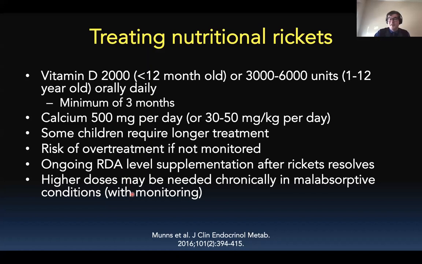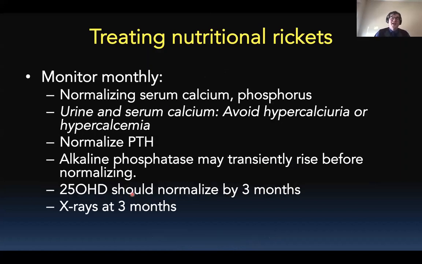And you have to monitor them, like I said, to avoid overtreating, but then some patients with severe malabsorptive problems need chronically higher doses. I monitor at least monthly serum for calcium and phosphorus, look at the urine calcium to avoid hypercalciuria. If they have a frank hypocalcemia at the beginning, I want to monitor their calcium more often because I want to do that for safety to try to normalize their calcium.